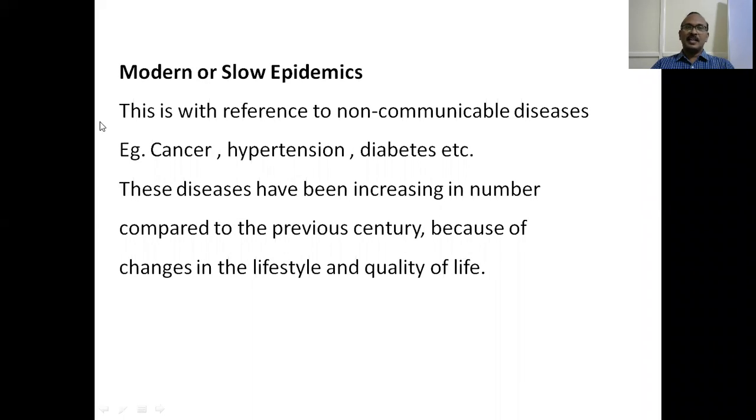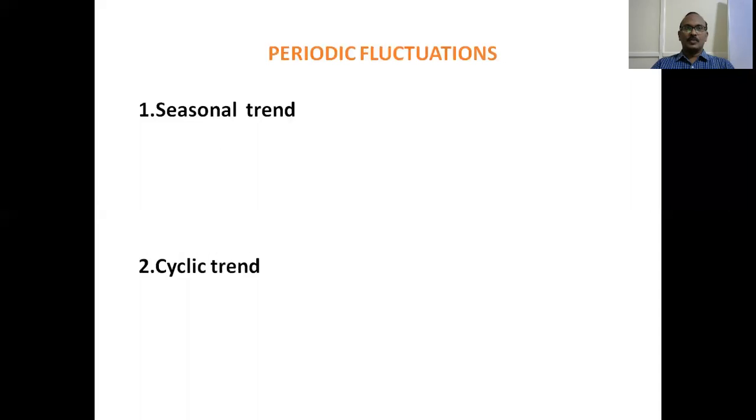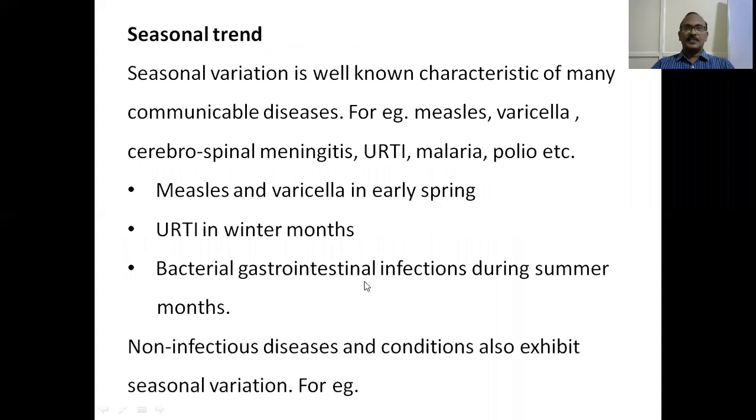So you should understand, in short-term fluctuations, what are the various types? They are continuous epidemics, propagated epidemics, slow or modern epidemics. So this is one part of short-term fluctuations. The next is periodic fluctuations. Now, periodic fluctuations again are divided into seasonal trends and cyclical trends.